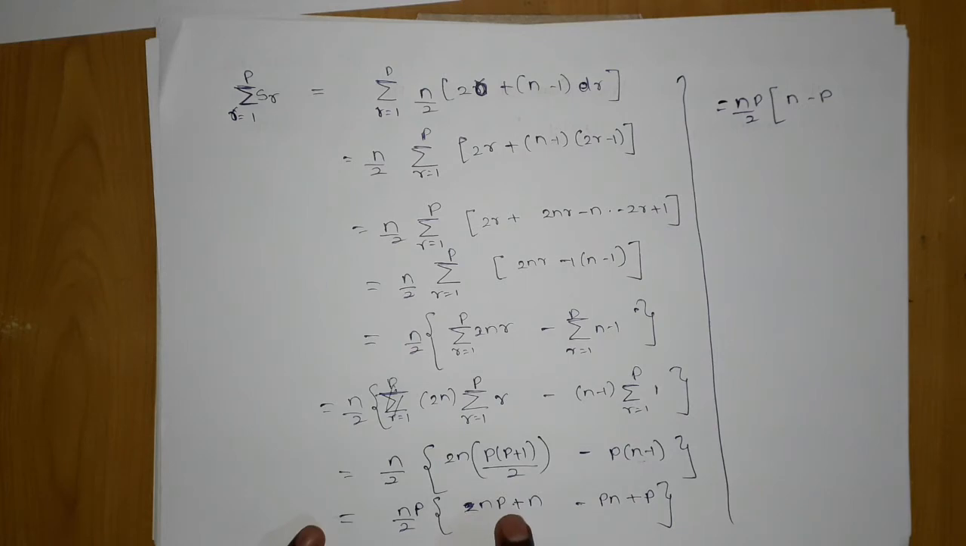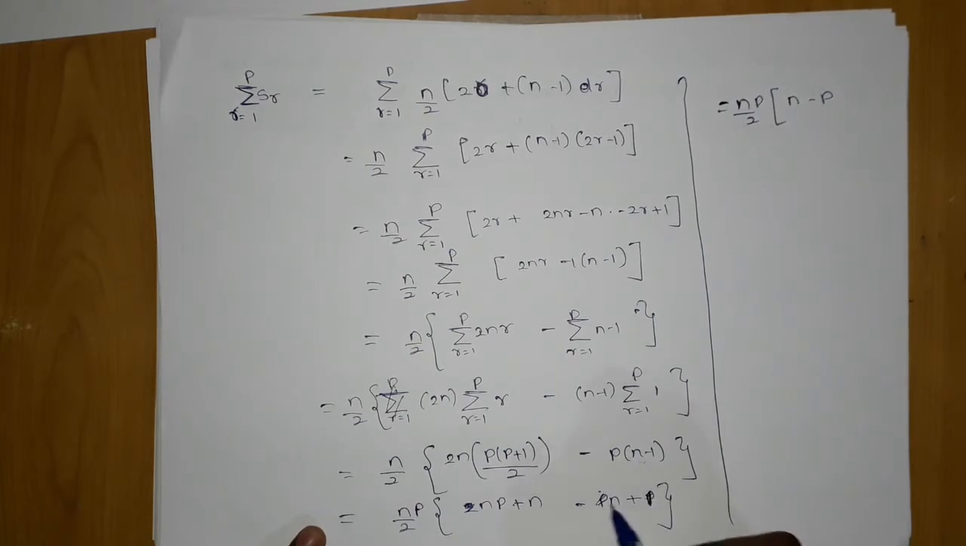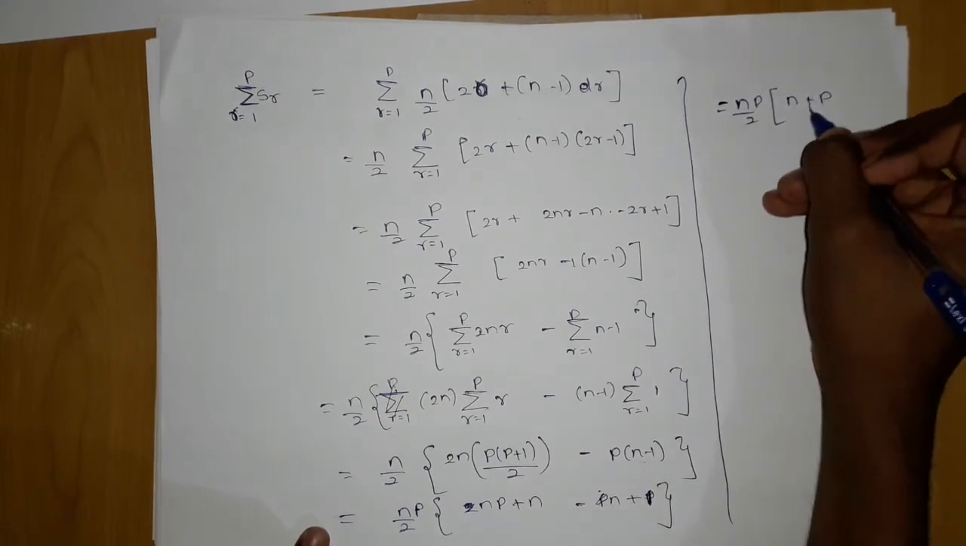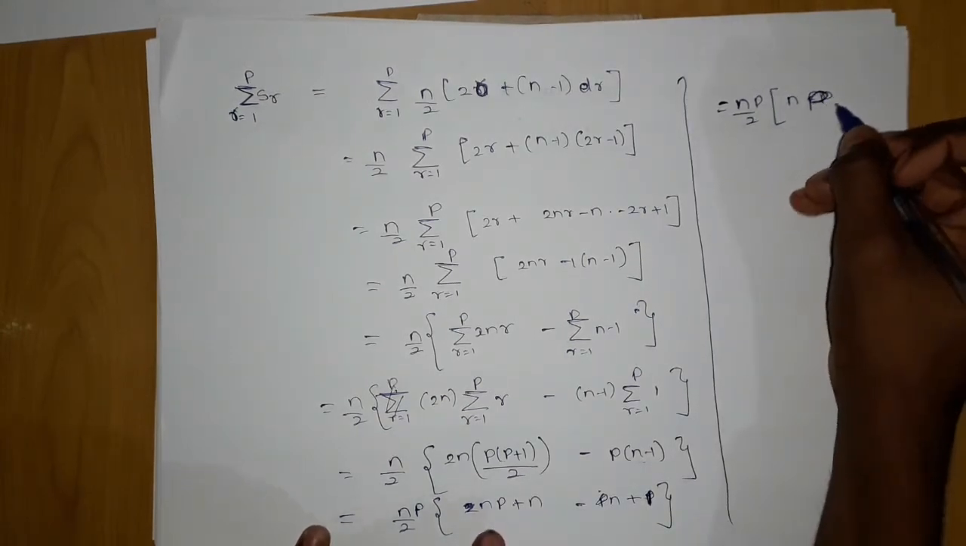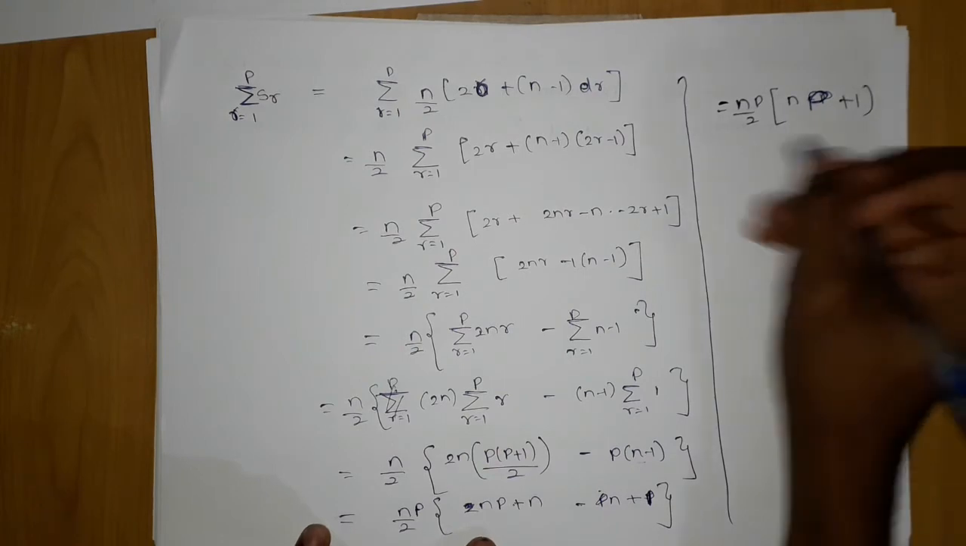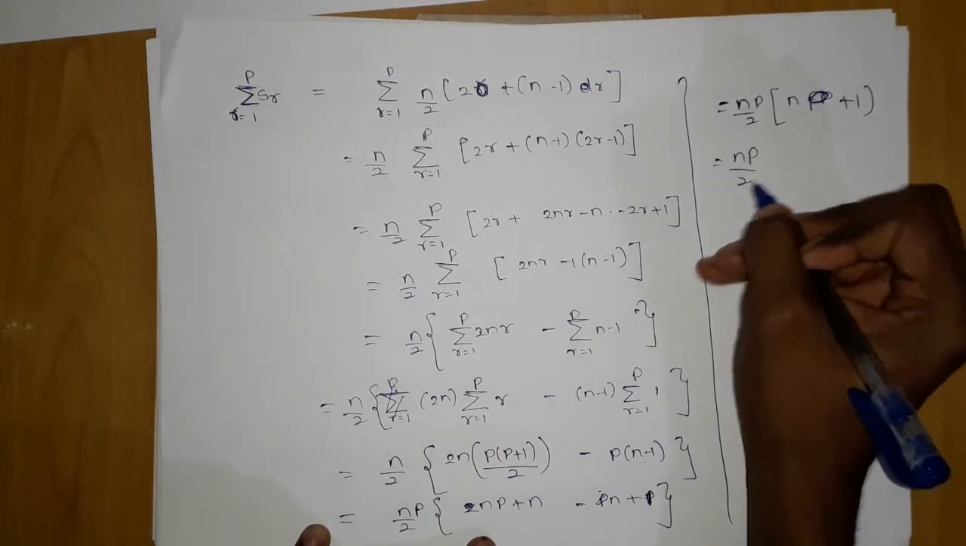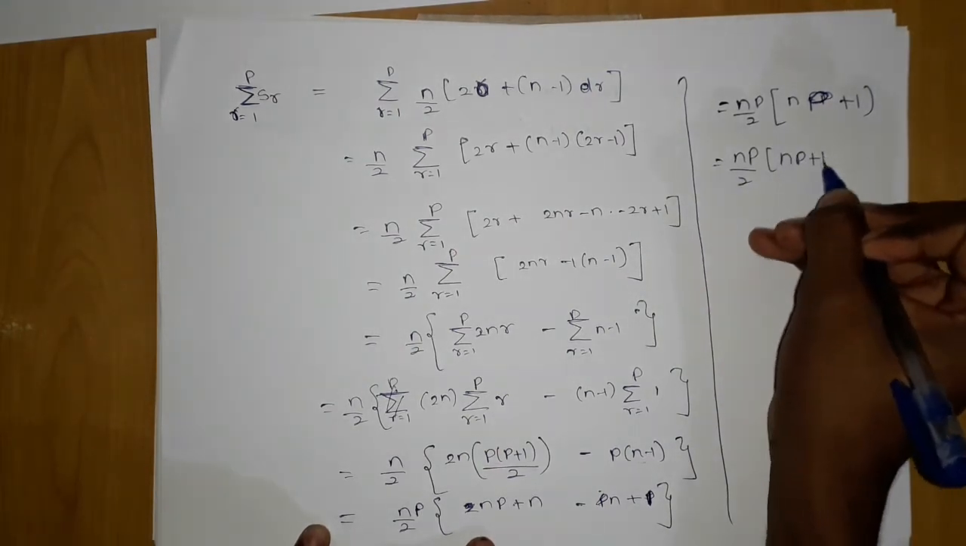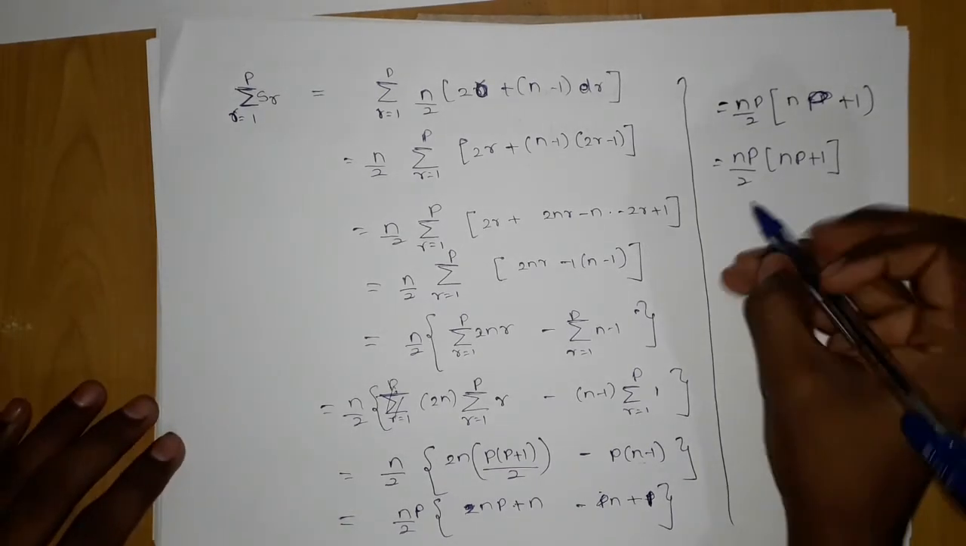2np, no, np plus n, okay. np plus p, okay. p moved out, it is 1 plus 1, n minus n plus 1, okay. So n and n will cancel out, giving me np plus 1, okay. So what I get is np by 2 into np plus 1, which is what I have to prove, okay.